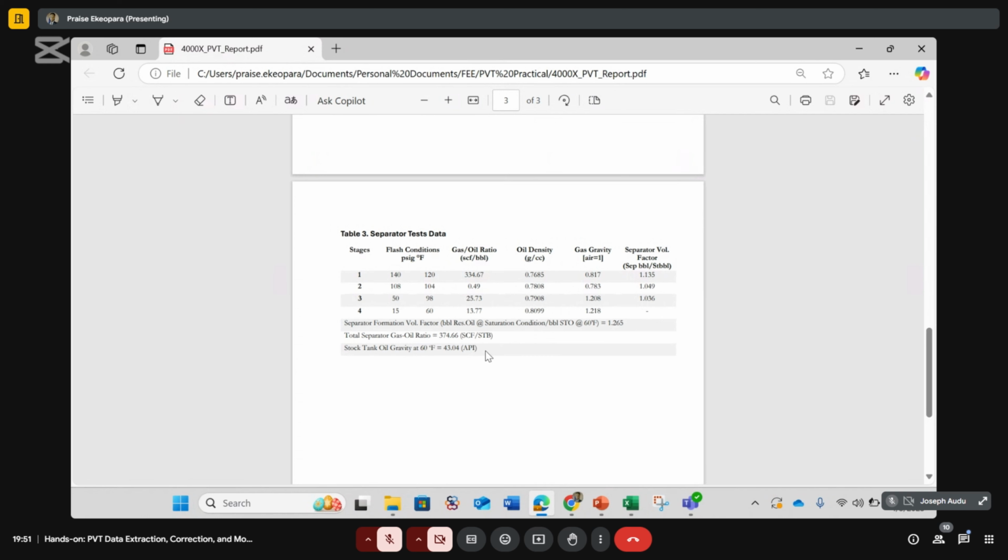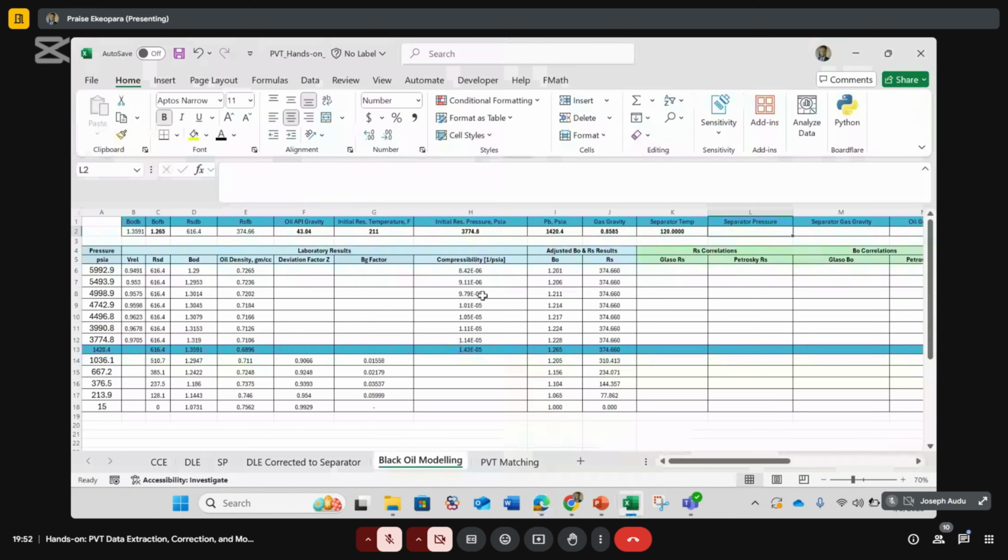Our separator pressure, I didn't indicate it here, but the value where I extracted the information from is around 122, or we can still go ahead and take this first one, 140, as the initial pressure. So let's just take 140 as the separator pressure.